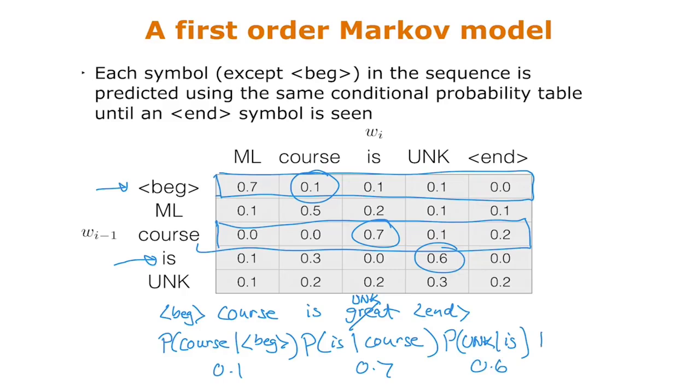And finally, we must predict the end symbol from UNK. We are on this row and we look up the probability of end, the sentence ending after UNK, and that is 0.2. So the probability of this sentence, course is UNK, according to this first order Markov model, is 0.1 times 0.7 times 0.6 times 0.2.